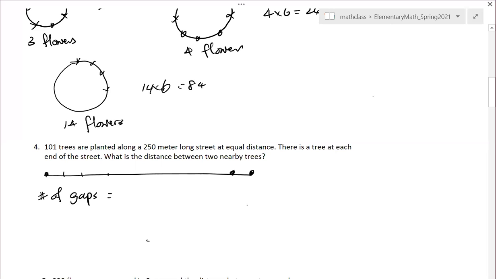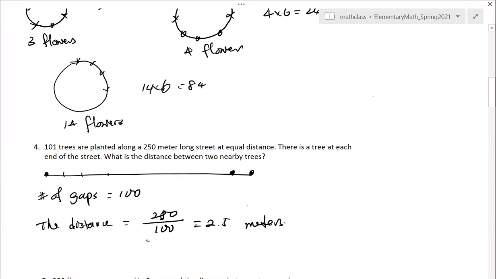If you want to count the number of the gaps, you just focus on the left end points. The number of left end points is the number of the gaps, so there will actually be only 100. So the answer, the distance, is just a division: 250 total divided by 100, so 2.5 meters. That's easy to do.